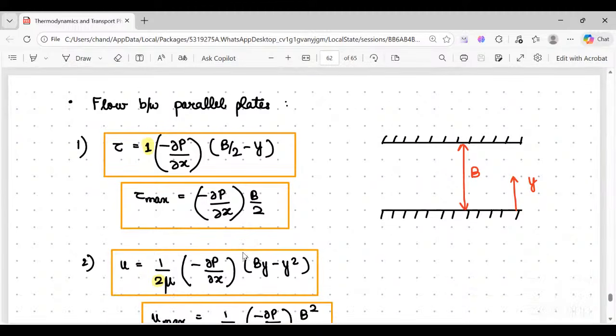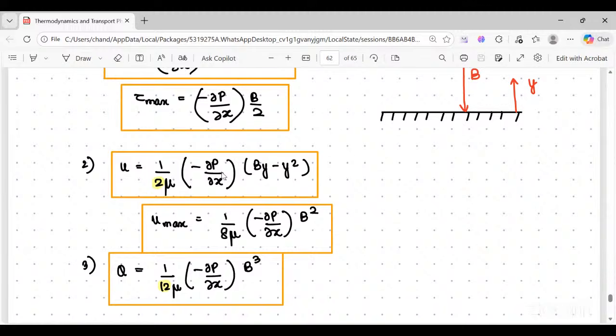Flow between two parallel plates: tau is equal to minus ∂p/∂x into (b/2 minus y). Here B is the distance between the plates, analogous to the diameter of the pipe. So tau max is equal to ∂p/∂x into b/2. At the center, when y is equal to 0, tau is 0, so at the center there won't be maximum shear stress.